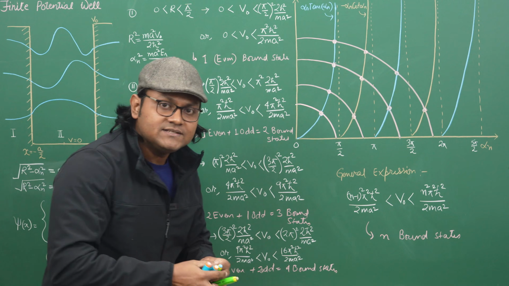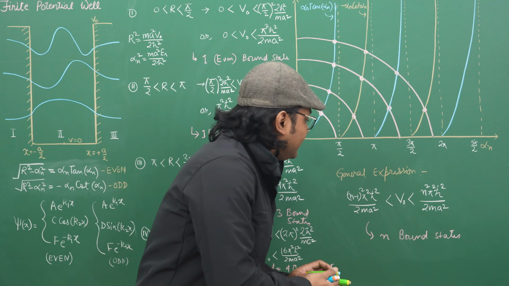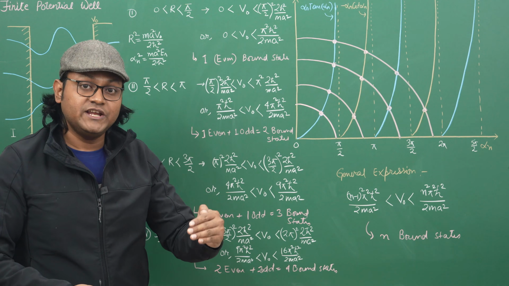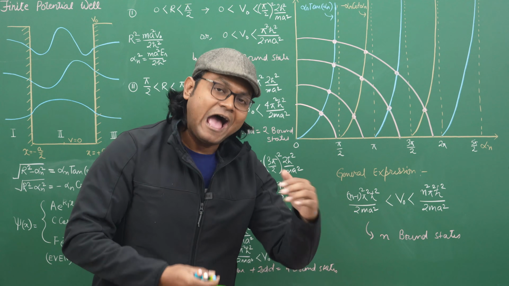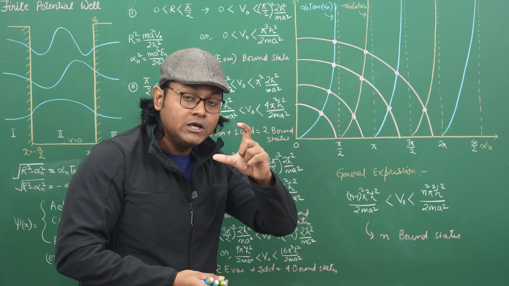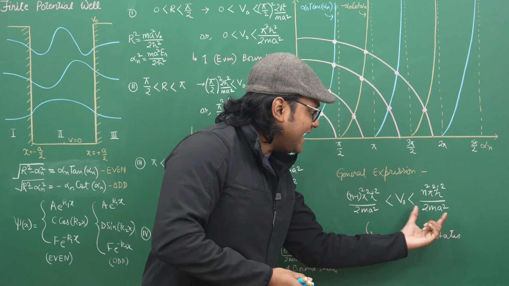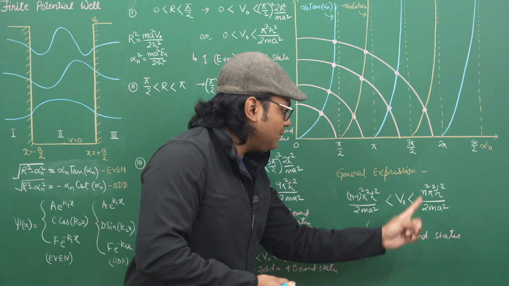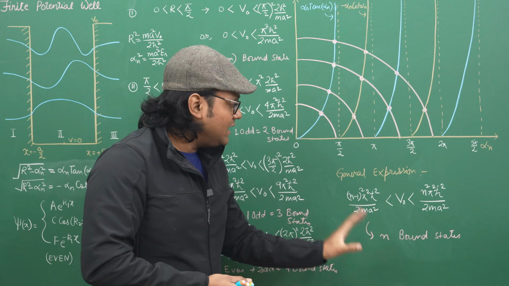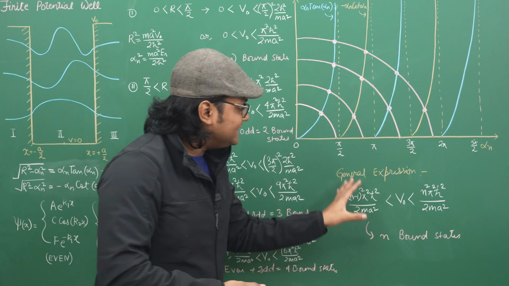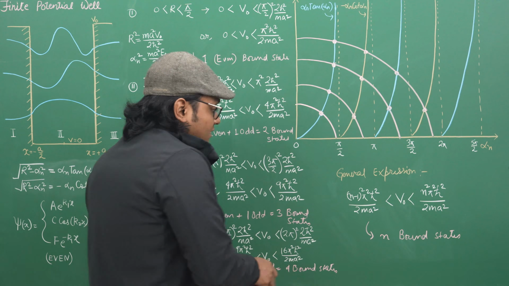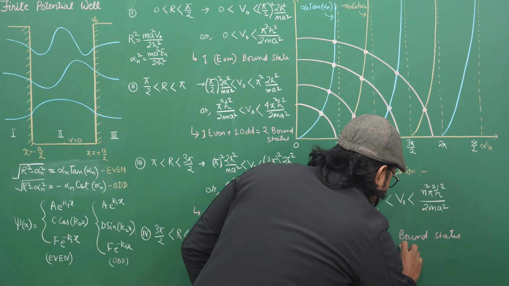So by making a comparison with the energy levels of an infinite potential well, I can get an idea about the number of bound states in a finite potential well having a certain depth. So if a finite potential well has a depth V0, which is slightly less than the nth energy level of an infinite potential well, but greater than the n minus 1th energy level of an infinite potential well, we can be very sure that that finite potential well will have n bound states and therefore n energy levels.